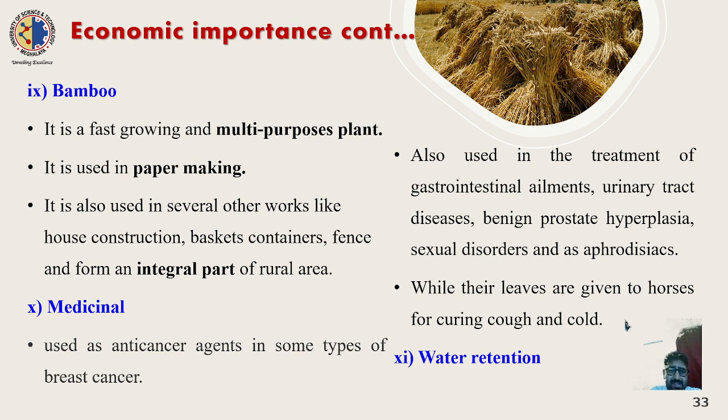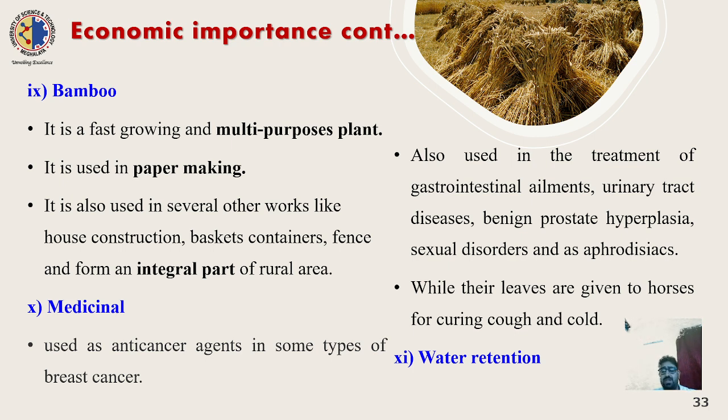Another importance of this family is medicinal importance. This family is medicinally important because it contains agents like anti-cancerous agents, which are used to treat breast cancer, and also several diseases like gastrointestinal disease, urinary tract problems, prostate problems, and sexual disorders. Also, species like Thysanolaena are used to cure conjunctivitis. Also, the leaves of some species are used to cure cough and cold of horses.